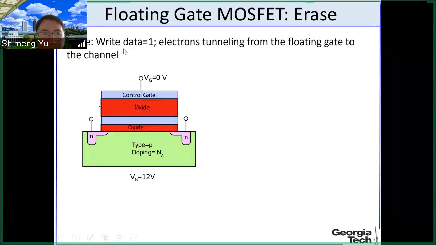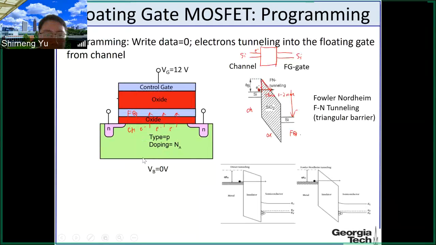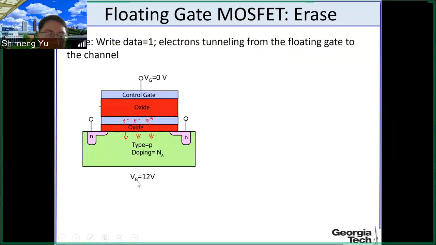And then we can also write data 1. This means we're going to erase those electrons from the floating gate to the substrate. So initially you have the electrons here, and now you want to get them out. Similarly, you should apply a very large voltage, but in this case, we're going to reverse the direction of the electron flow. So we apply 12 volts to the substrate. Previously, we applied 12 volts to the gate, so the electrons tunneled from the substrate to the floating gate. But now we change the direction, so with a large voltage on the substrate, electrons will similarly tunnel through the oxide, and then you get rid of those electrons. So this is like you erase the data, and this is like write data 1.